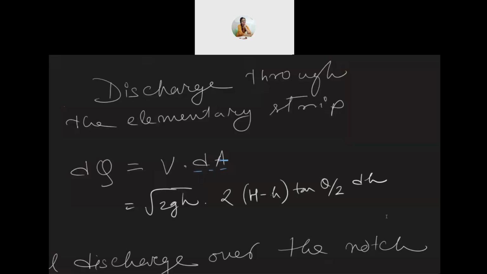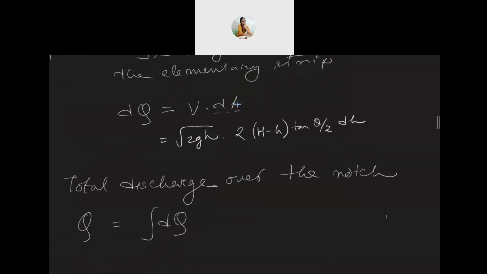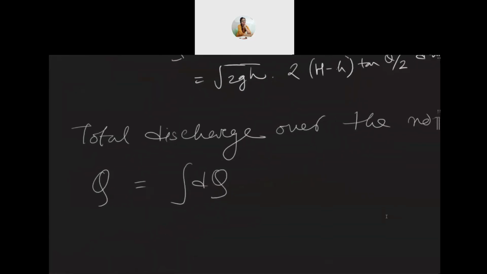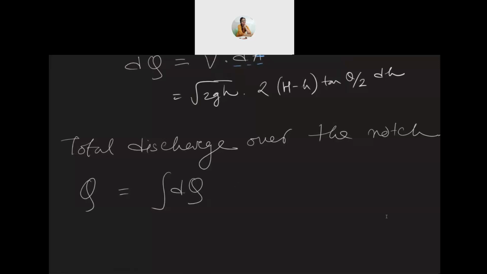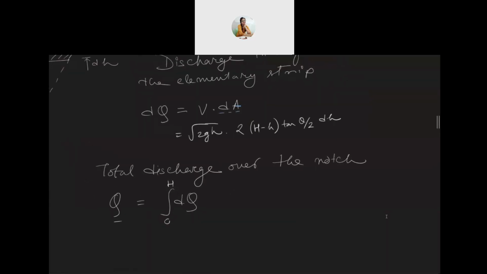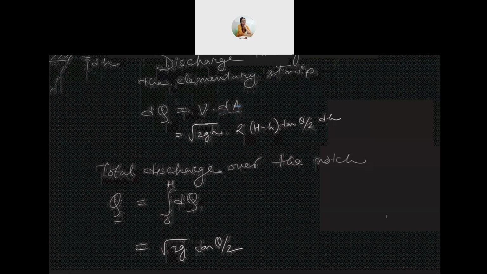And therefore, the total discharge over the notch Q can be obtained by integrating this expression. And the limits are again from 0 to capital H. And if that is the case, then we can take these constant items out of the integration sign, and whatever remains inside the integration will be these terms.